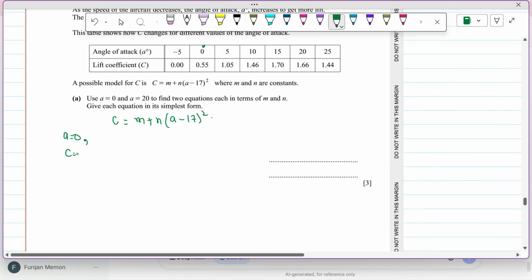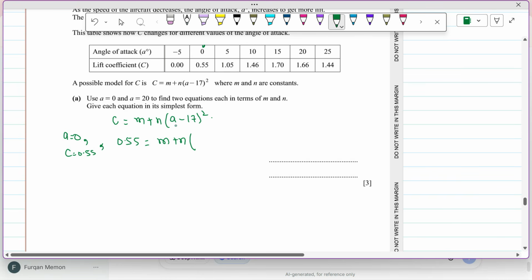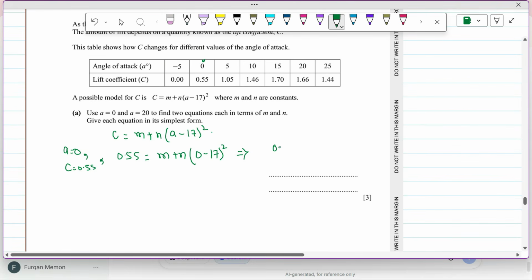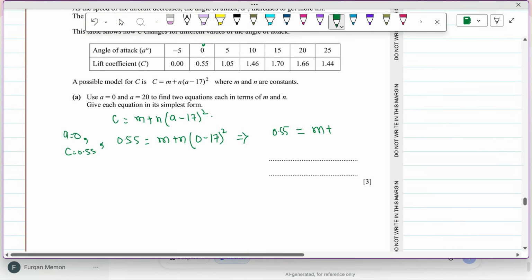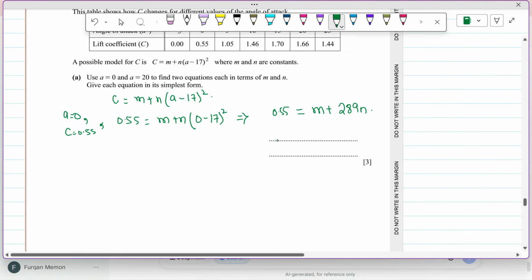So when we plug in, 0.55 equals m plus n times (a, which is 0, minus 17) whole squared. Further solving, we will have 0.55 equals m plus negative 17 squared is 289, and 289 times n is 289n. So this is equation 1.